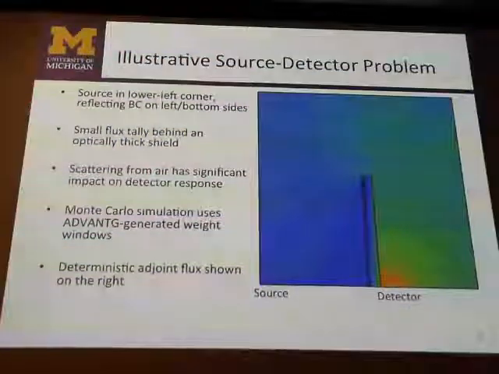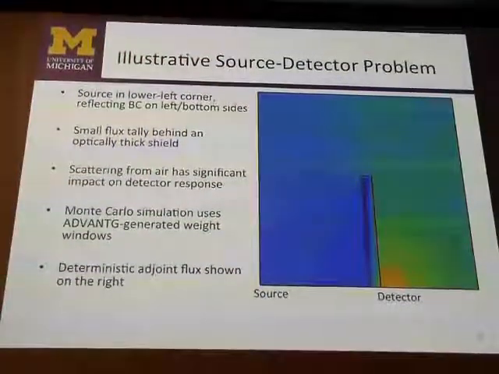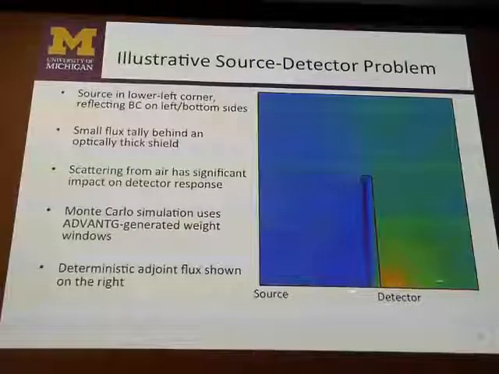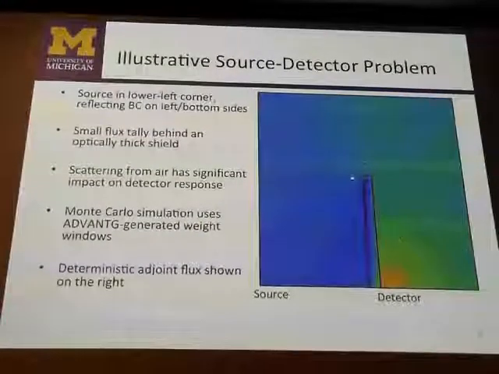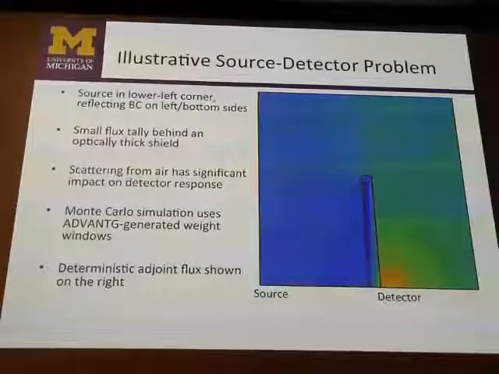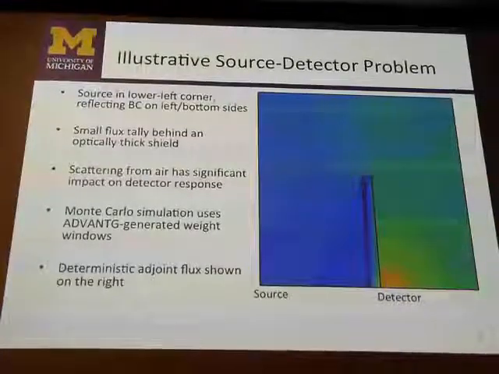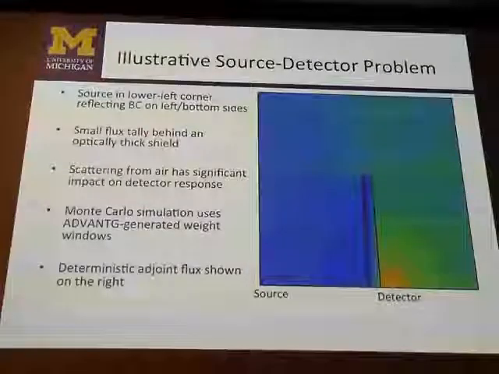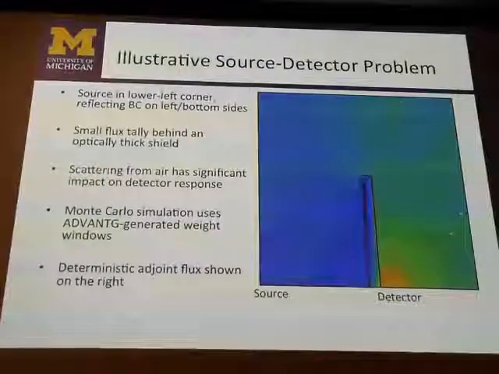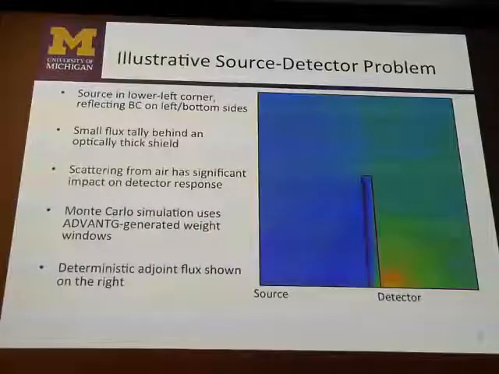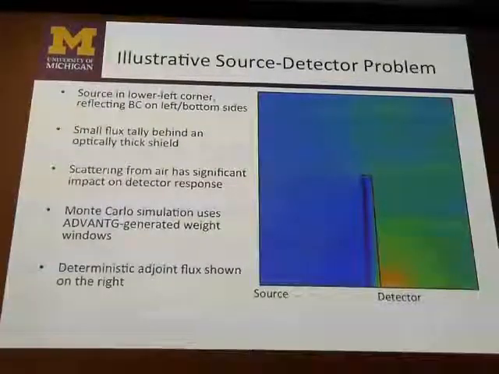Okay, so here's a source detector problem. What I have here is reflecting boundary conditions. I've got a source in the lower left, a detector here, an optically thick shield, and air in between. So the problem's kind of ginned up to really exacerbate the physics, where you have to go around the problem scattering through the air. It's a typical sky shine type problem is what we're doing here.